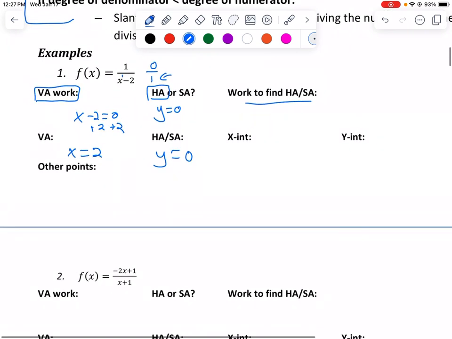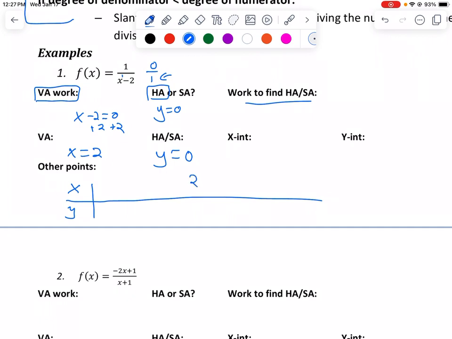So let's talk about this thing that says other points. We know our vertical asymptote is 2, and we're going to be able to do a couple things. We can count down 1 and 0, and we can go 3 and 4. There may be some other points, though, that we could use based on the work that we have to do for the x and y intercept.